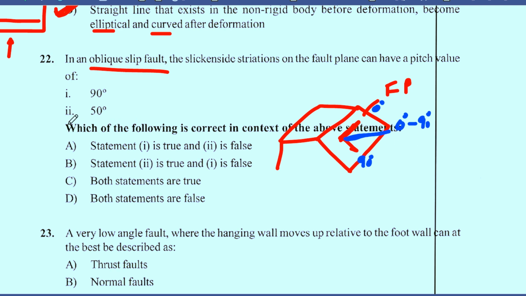So this option is not for it, it is for normal fault. This is the true option and this is our wrong option. So our statement B is true only.